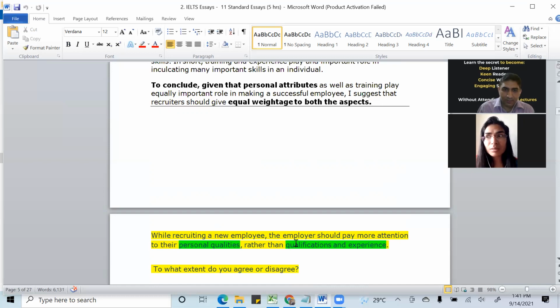But in discuss both the views and give your opinion, in those types of essays, we have to discuss both the sides and then choose one side. Yes, that is absolutely correct. There's a fine difference between them. Yes, there is a fine difference between them.